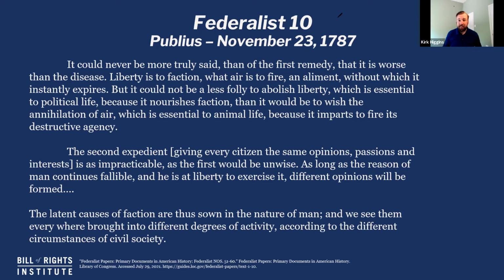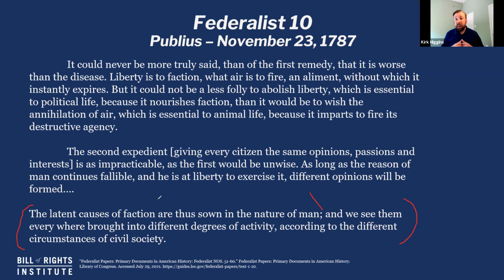So this then leads to Publius's conclusion. Look, we can't get rid of liberty. Liberty is essential to our lives, and that liberty then gives us these different interests and passions. And so he concludes that the latent causes of faction are thus sown in the nature of man. And we see them everywhere, brought into different degrees of activity according to the different circumstances of civil society.